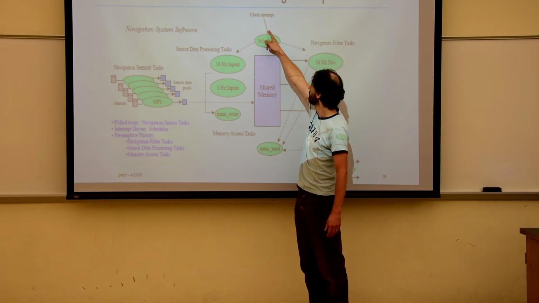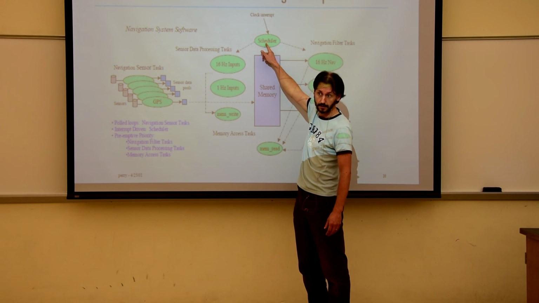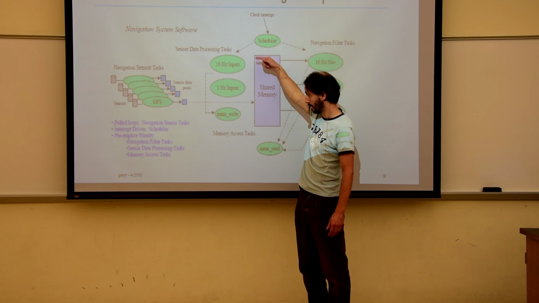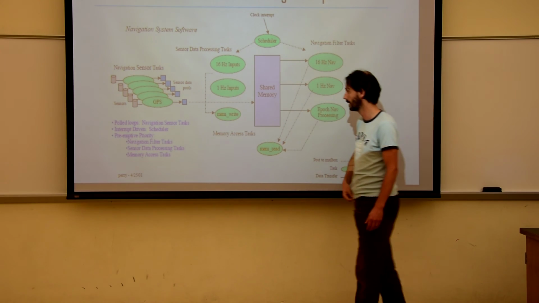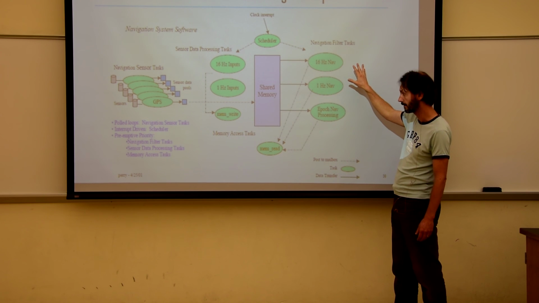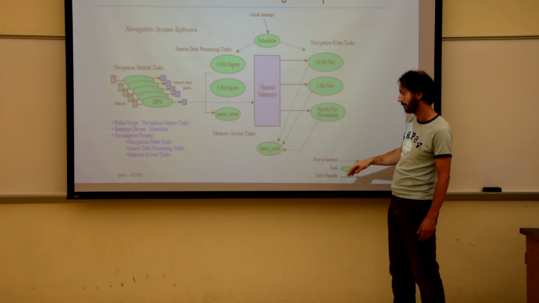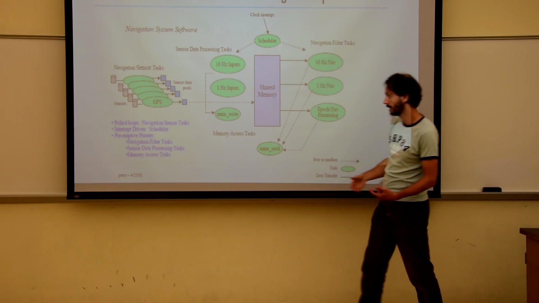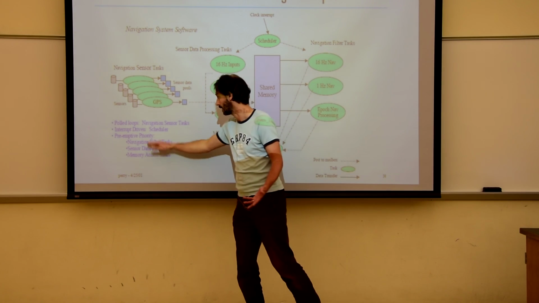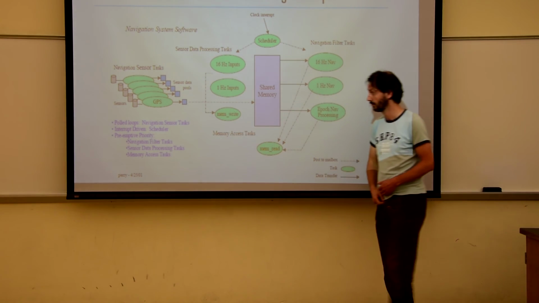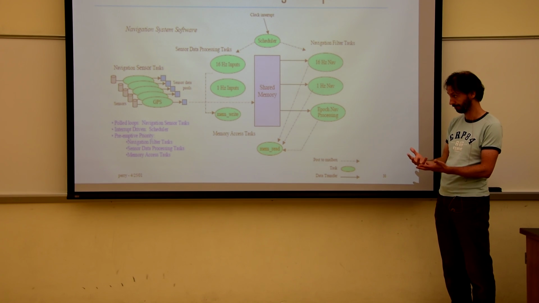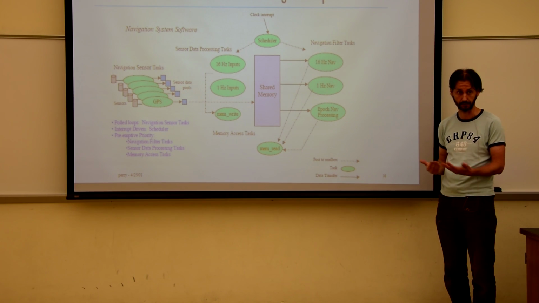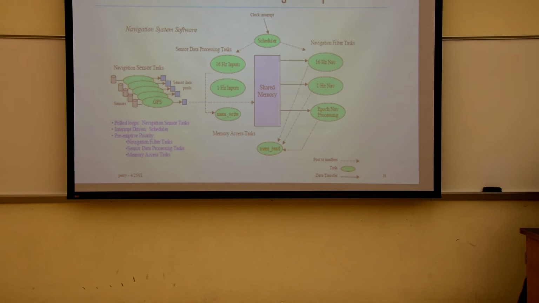Interrupt-driven is clearly the clock that drives the scheduler here. The preemptive priority is these different navigation filter tasks, the sensor data processing tasks, and the memory access tasks. So we have those with separate priorities and priority inheritance and so forth wherever needed.